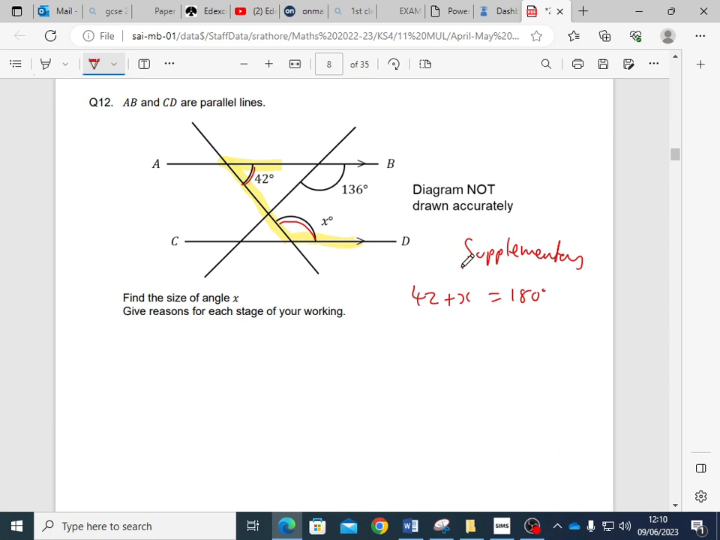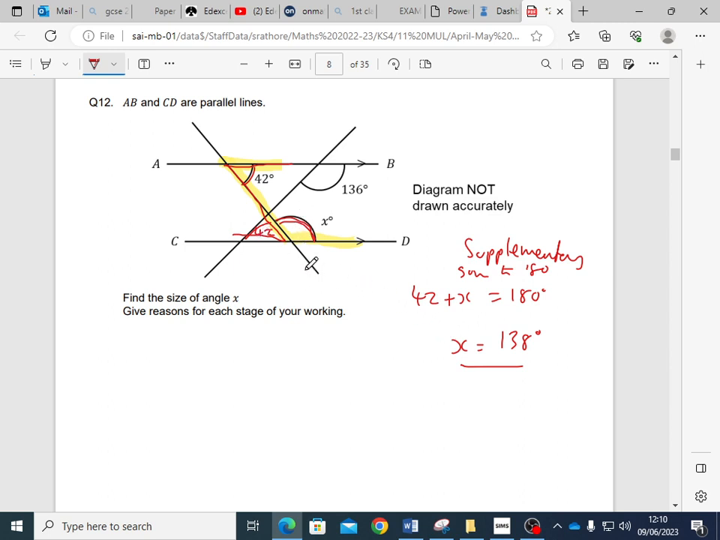sum to 180. So you could do it that way, therefore x equals, take that off from there, 138 degrees. So that's the easiest way to do it. If you didn't want to do it that way, you could also use this, that this is the Z. So 42 goes there, and that's the alternate angle, and then these two angles lie on a straight line which add up to 180. Then 180 take away 42 would also give you 138.